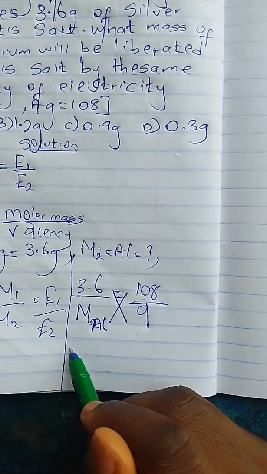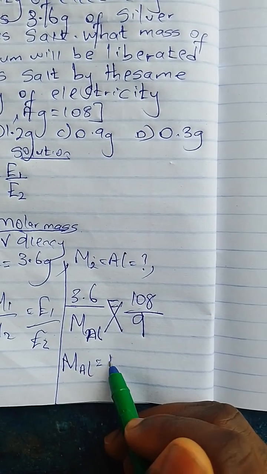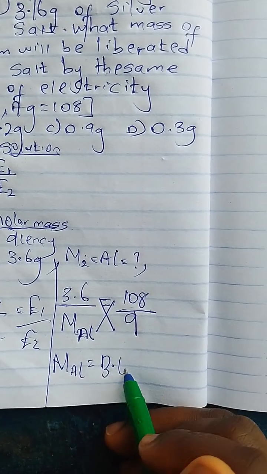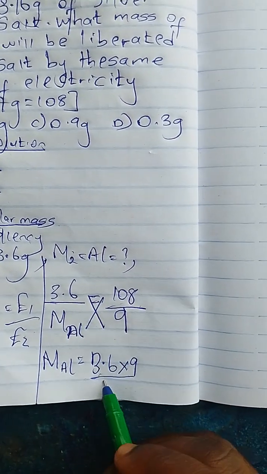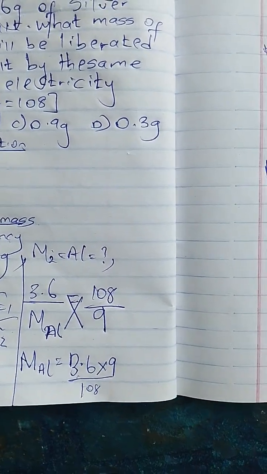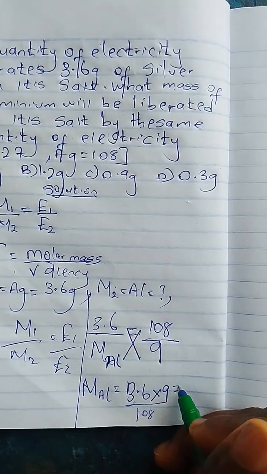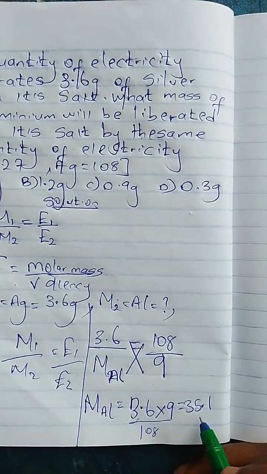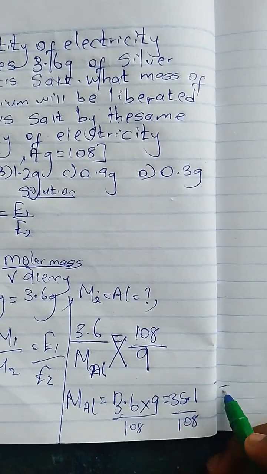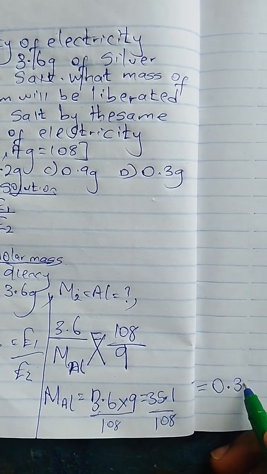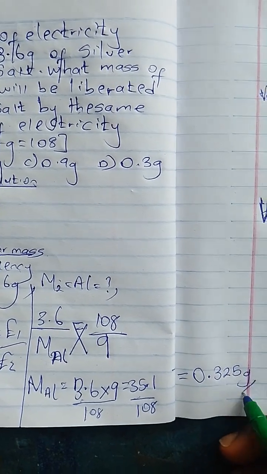Now multiplying both sides, making the mass of aluminium the subject of the formula, we have 3.6 times 9, divided by 108. Now 3.6 times 9 will give us 32.4 divided by 108. We get 0.3, if you press your calculator, grams.